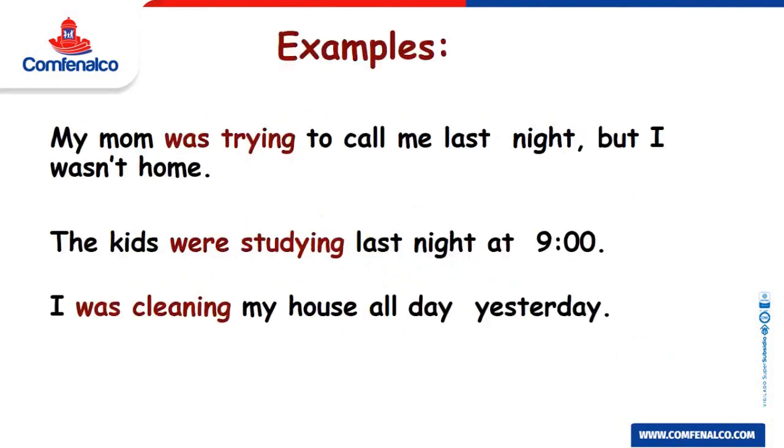Okay? My mom was trying to call me last night, but I wasn't home. Mi mamá, okay, estuvo intentando llamarme anoche, pero yo no estaba en la casa. What do we have here, guys? My mom, okay, refers to she. And remember that she is with was. Siempre va con was, okay? For the past simple form. Para la forma en pasado, okay? Of the verb be, del verbo to be.